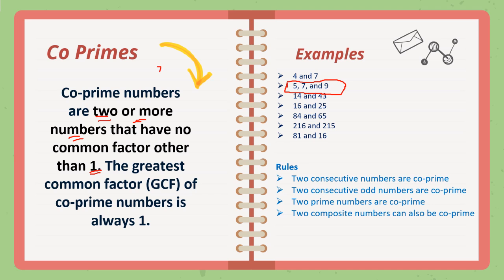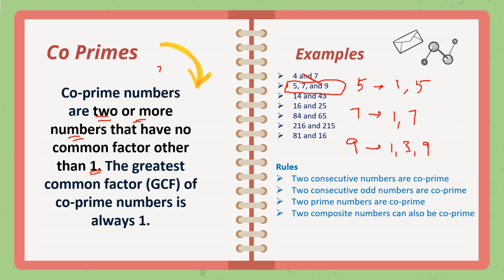So let's try to work this out. I'm going to take 5. The factors of 5 are 1 and 5. Let's take 7. The factors of 7 are 1 and 7, because 5 and 7 are prime numbers. Now I'm going to take 9. The factors of 9 are 1, 3 and 9. So 9 is not a prime number. You also have another factor, 3. It's a square number as well. So the factors of 9 are 1, 3 and 9.